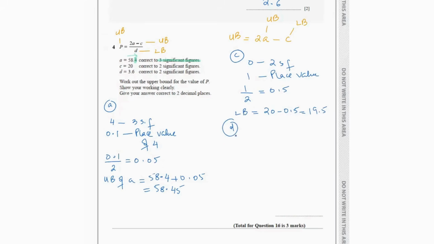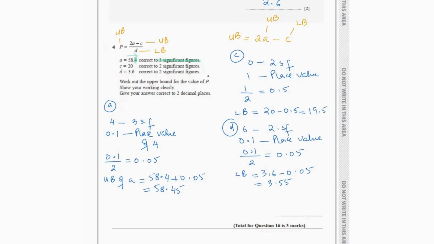Now for D, it's correct to 2 significant figures. Second significant figure is 6. Place value of 6 is also 0.1. So we do 0.1 divided by 2, which is 0.05. And your lower bound is going to be 3.6 minus 0.05. That is going to give us 3.55.